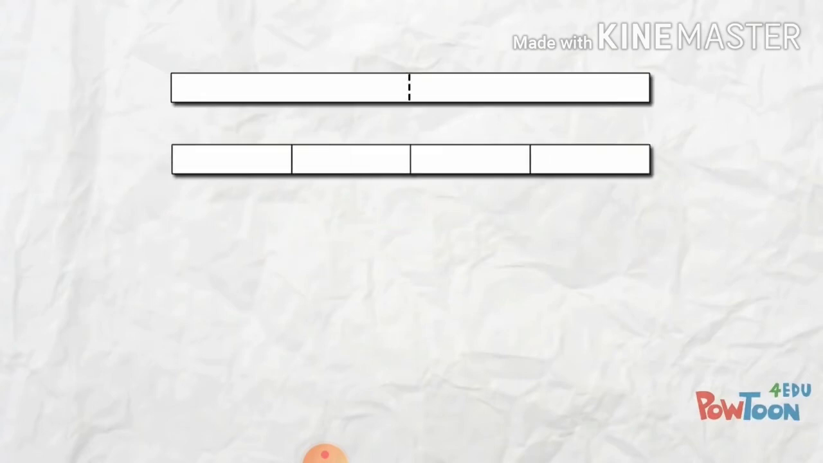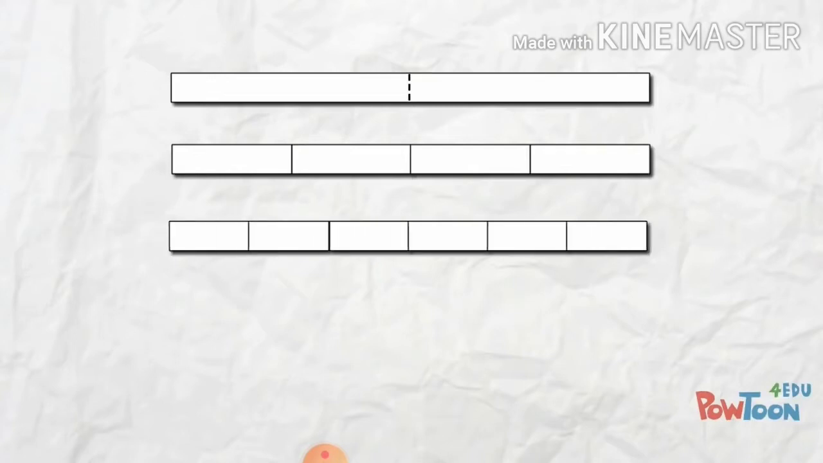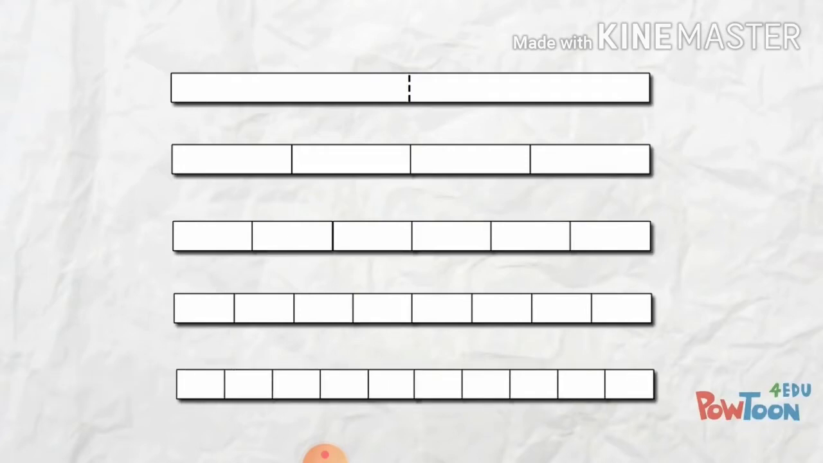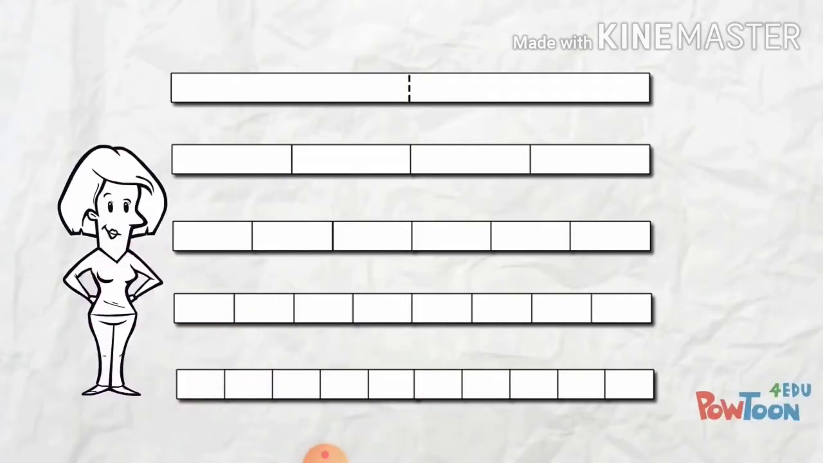Here's a whole one. Let's fold it to make two halves. This whole is in quarters. This is in sixths. This is in eighths, and this is in tenths. Let's colour up one half of it, one part out of two.